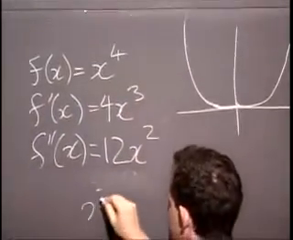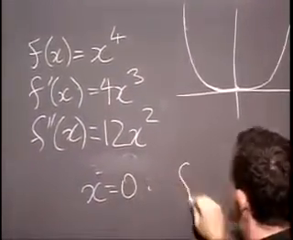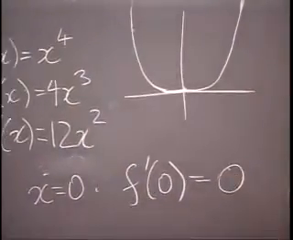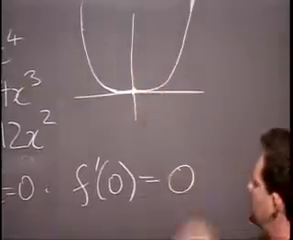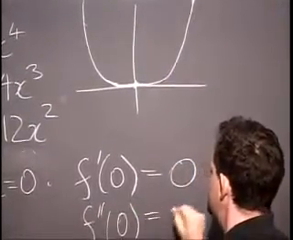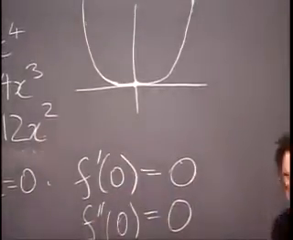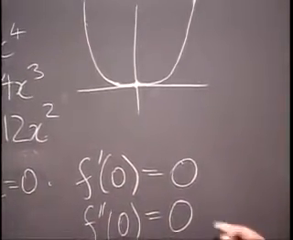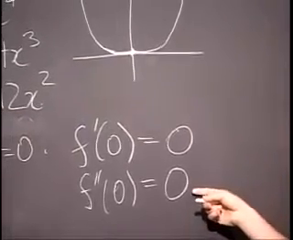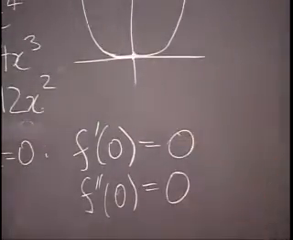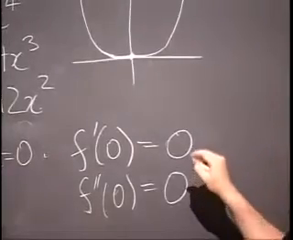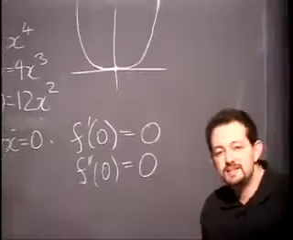So x equals 0. We have the first derivative, 4 times 0 cubed is 0. So we know the origin is a critical point. And the second derivative is also 0 if you plug it into that formula there. So you may be tempted to say, oh, critical point, second derivative 0, we must have a point of inflection. But as you can see from the picture, you don't. You have a minimum.